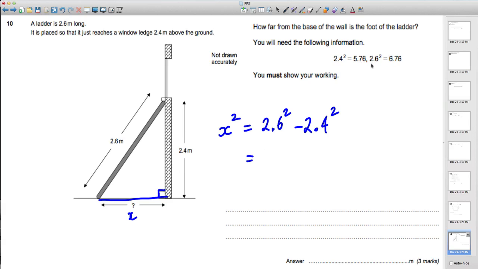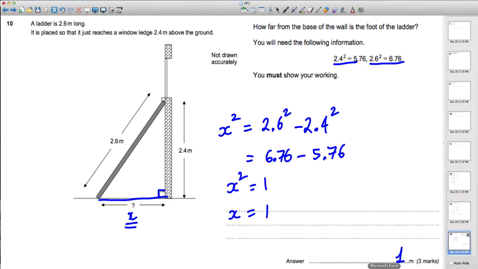You are told that 2.6 squared is 6.76. You are told that 2.4 squared is 5.76. Taking these away from each other, we're clearly going to get the answer of 1. So x squared is 1. X therefore is the square root of 1, which is 1. When you take square roots, you would get a negative answer, but clearly a length can't be negative. So x is therefore 1 meter.